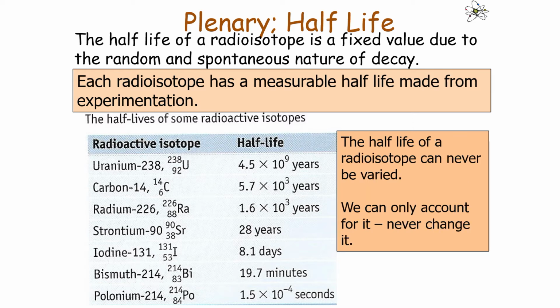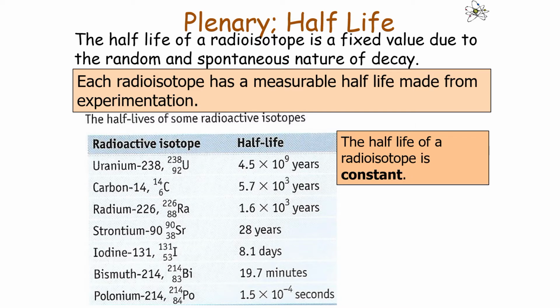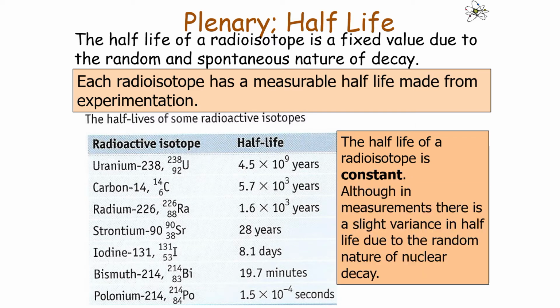Now the half-life of a radioisotope can never be varied. We can only account for it and never change it. So there is no way for us to change the value of half-life for any radioisotope in the universe. So this means the half-life of a radioisotope is constant. Now although in reality in the measurements when you have an experimentation there will always be a slight variance in the half-life values due to the random nature of radioactive decay.